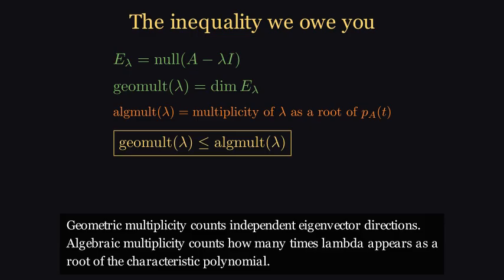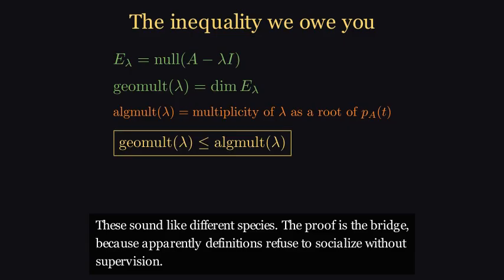Geometric multiplicity counts independent eigenvector directions. Algebraic multiplicity counts how many times lambda appears as a root of the characteristic polynomial. These sound like different species. The proof is the bridge. Because apparently definitions refuse to socialize without supervision.